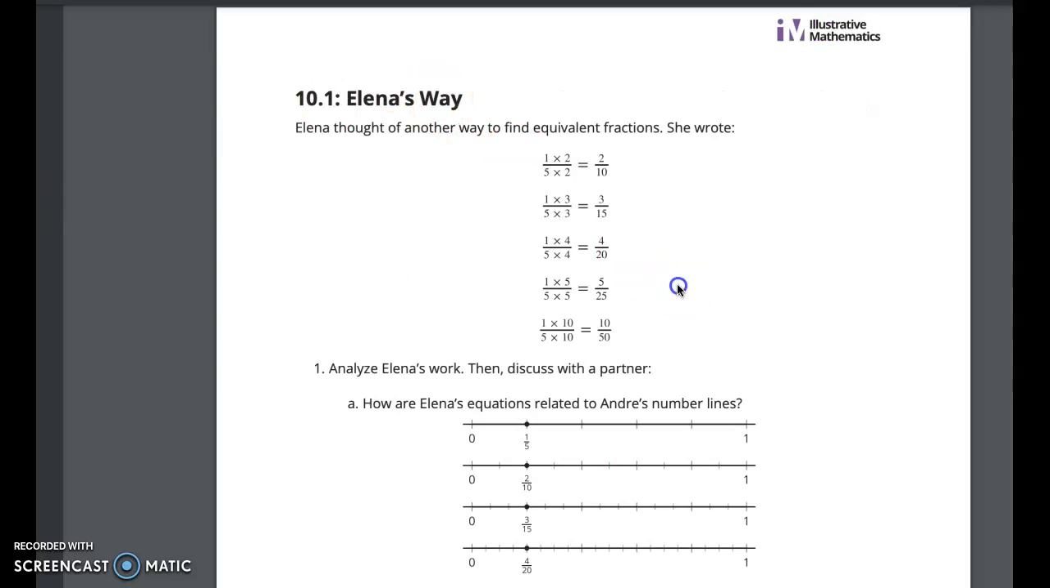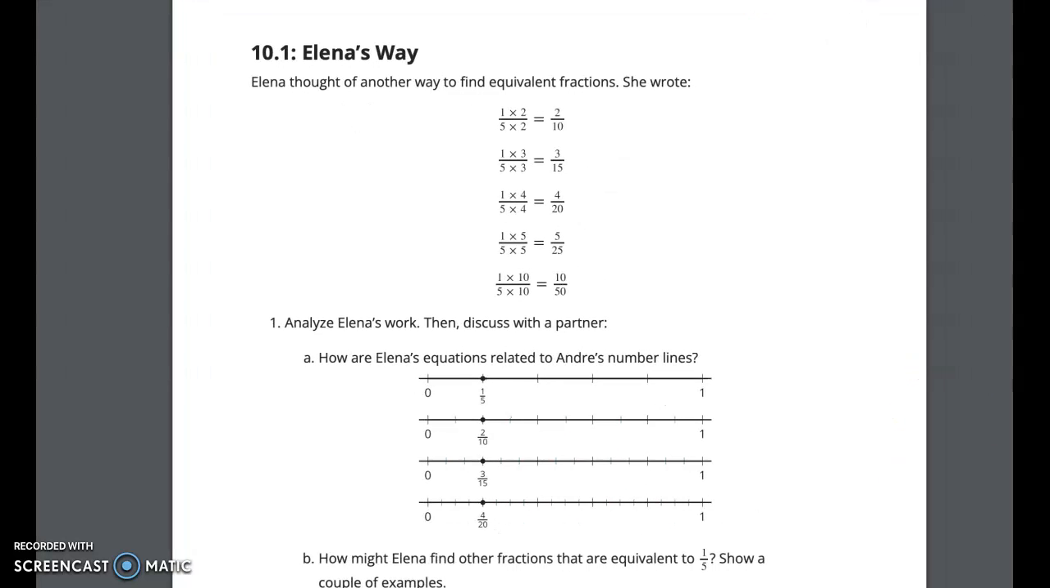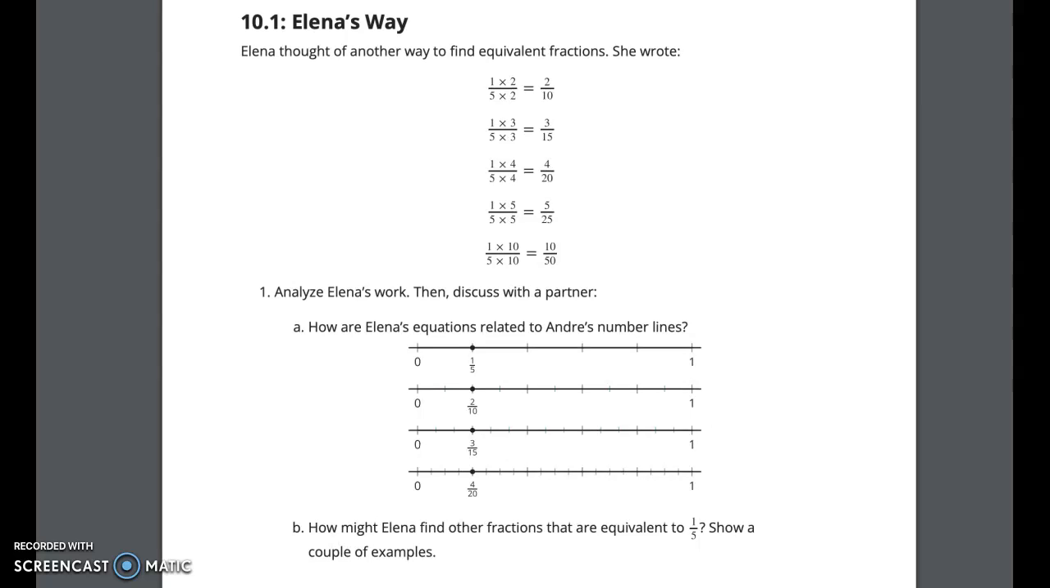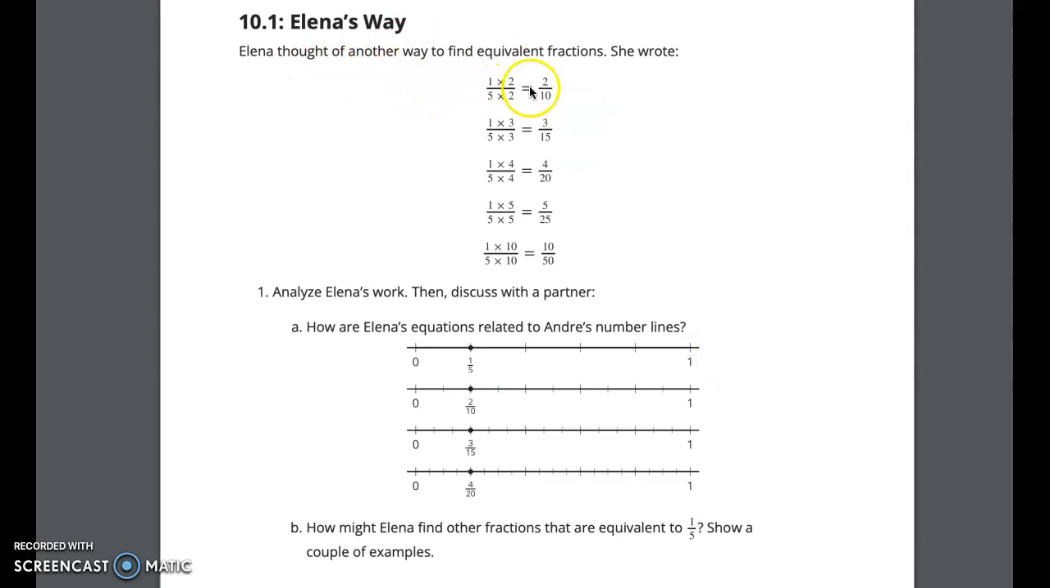Okay, this is where it got a little tricky for us, because now there are two different ways of trying to solve an equivalent fraction and figure out if it is equivalent. Elena multiplied the top and the bottom by the same number in each example. For example, she took the 1/5 and multiplied the top by 2 and the bottom by 2. The question we came up with is, why is she multiplying by 2 on the top and the bottom?